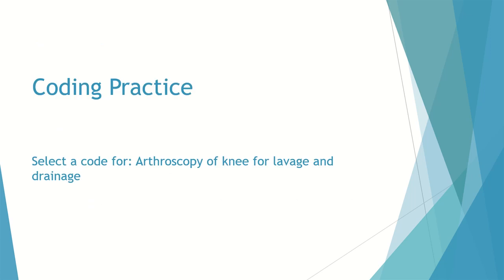And some coding practice. Select the correct code for an arthroscopy of knee for lavage and drainage. I'll give you guys a few moments to locate the correct code. Alright, if you chose 29871, you are correct.